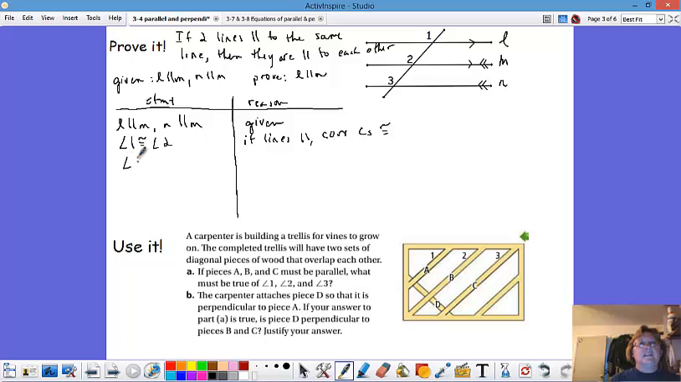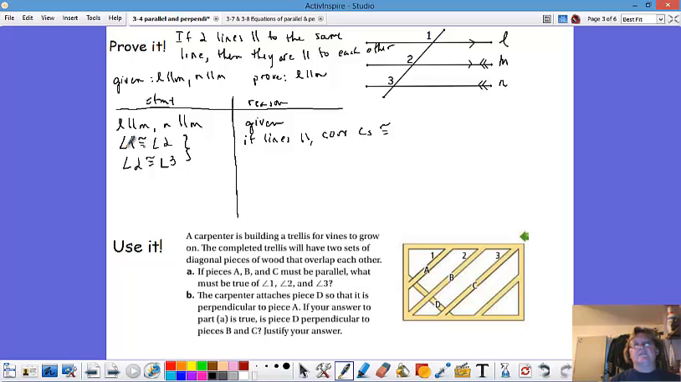It's also true that angle 2 must be congruent to angle 3, and that's because if N is parallel to M, its corresponding angles are equal as well. So I'm going to write the reason only one time, since both of those statements are covered.